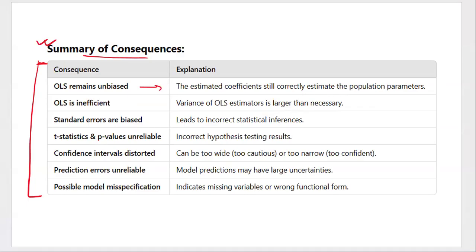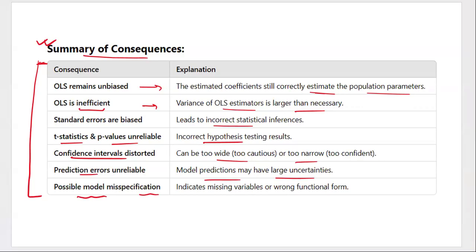OLS remains unbiased because the estimated coefficients are still correctly estimating the population parameters. OLS becomes inefficient because the variance of the OLS estimates is larger than necessary. Standard errors are biased, leading to incorrect statistical inference. T-statistics and p-values are unreliable. This will give you incorrect hypothesis testing results. Confidence intervals are distorted. They can be either too wide or too narrow. It will not be proper. Prediction errors will be unreliable because model predictions have large uncertainties. And finally, possible model misspecification indicates missing variables and wrong functional form.